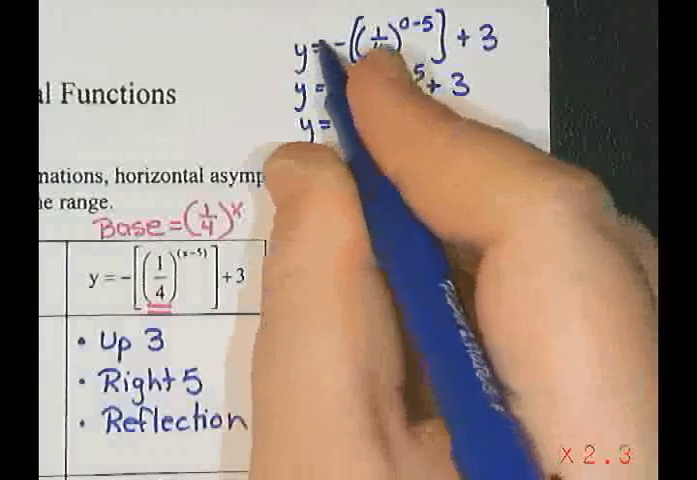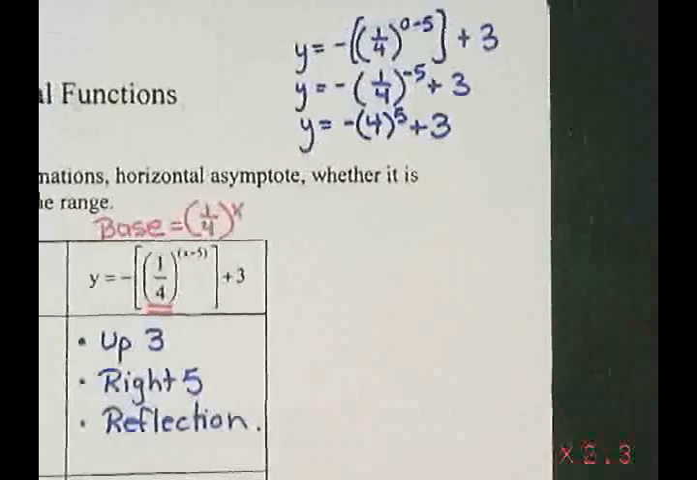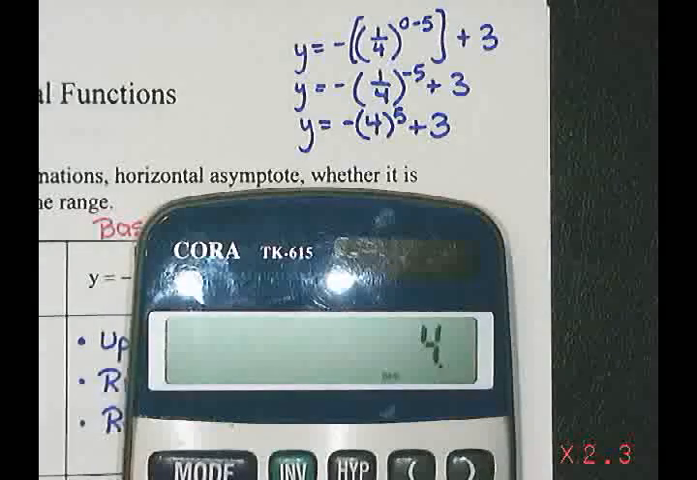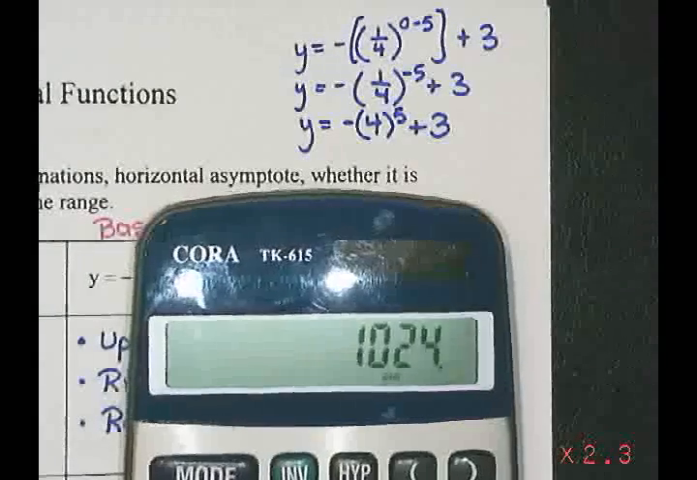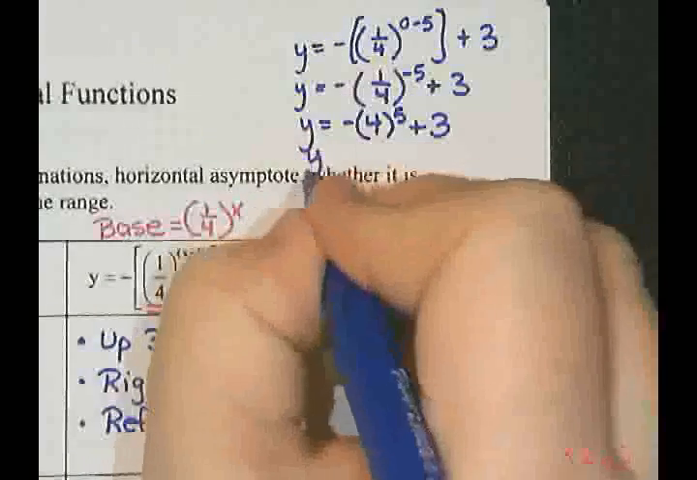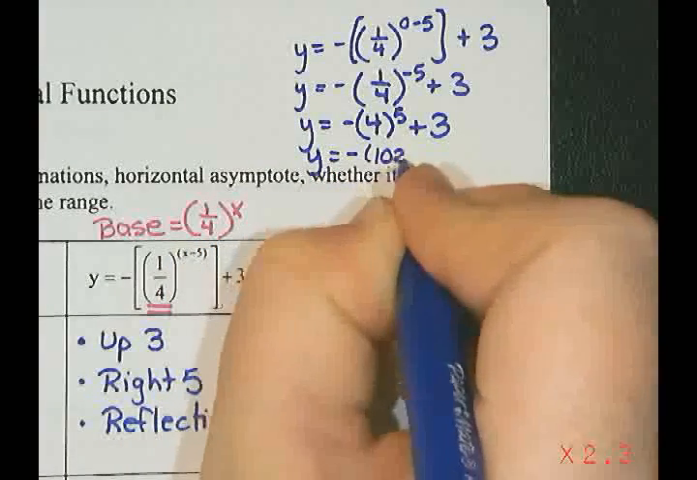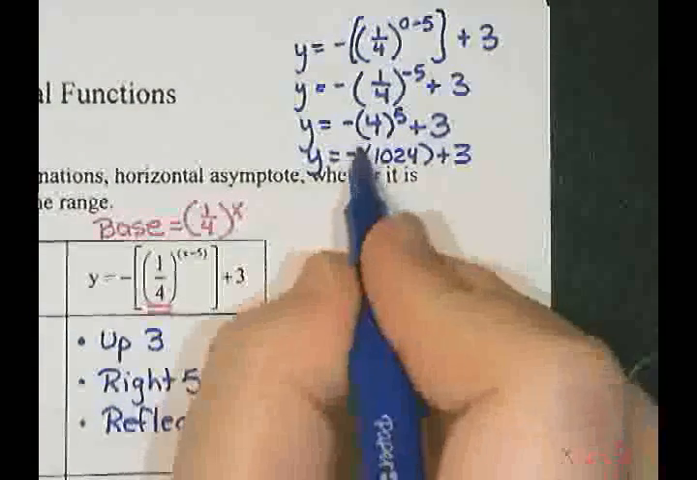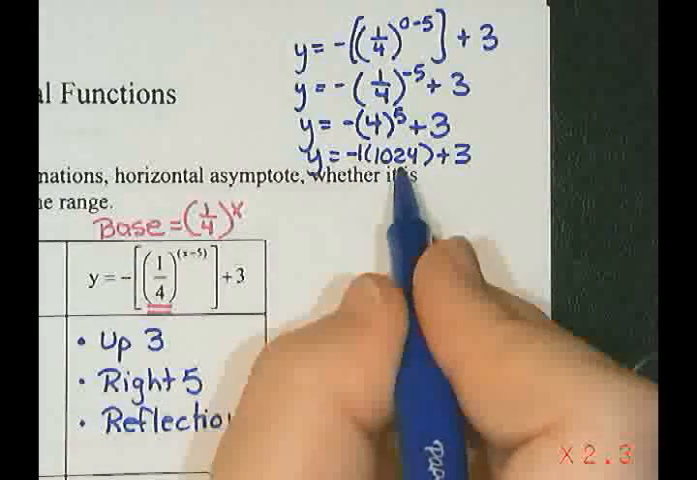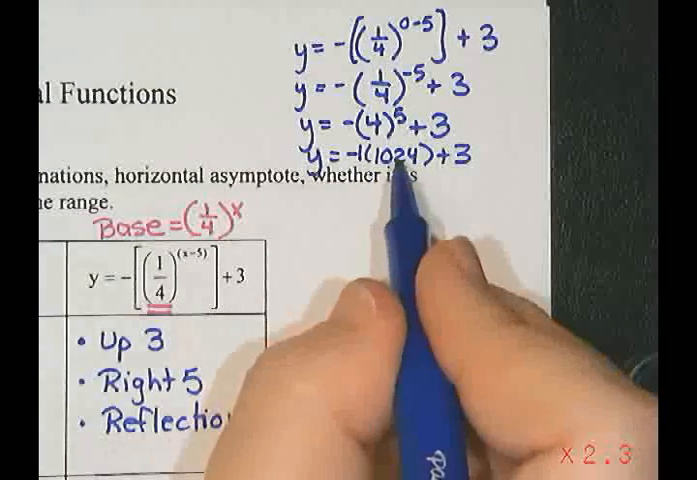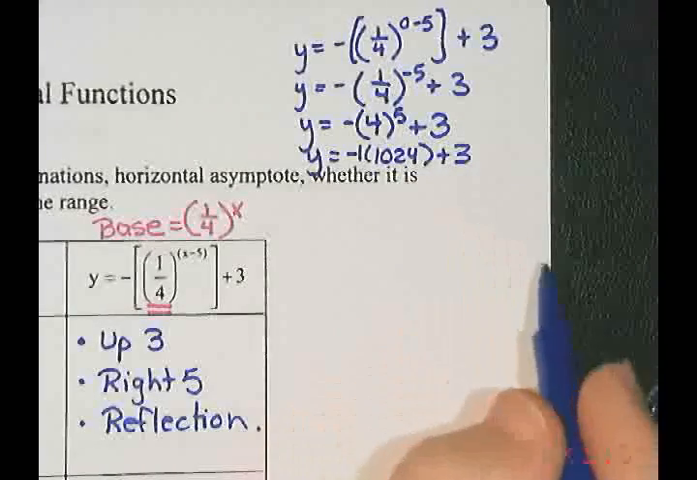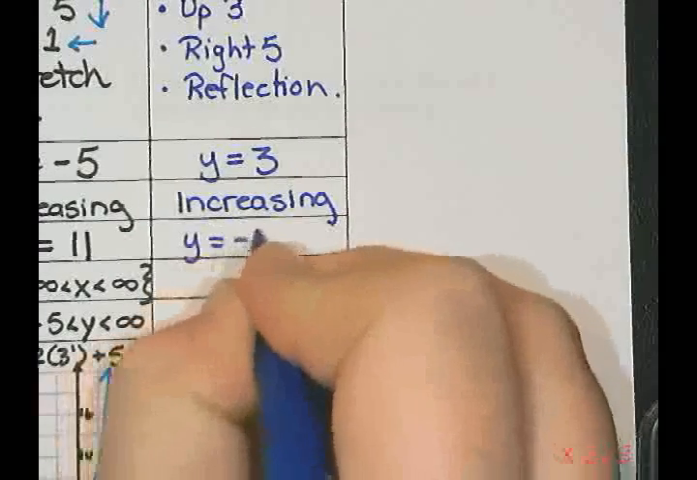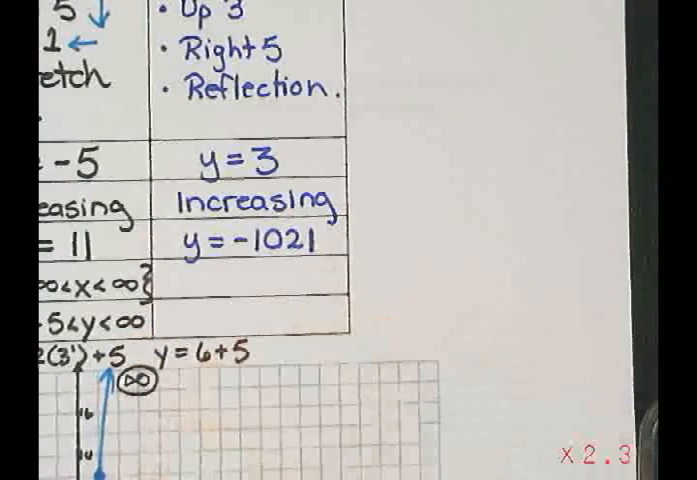That negative sign out front is just the same one that we had there. 4 to the power of 5, I don't know that one off the top of my head. You could use your power sheet or you can use your calculator. 4 to the power of 5 is 1024. So I have that negative sign in front. That really is a negative 1. So negative 1 times 1024 is negative 1024. Plus 3 would be negative 1021. So our intercept is going to be negative 1021.